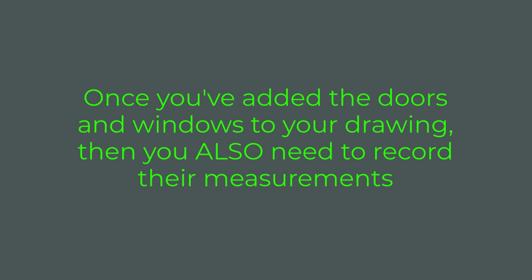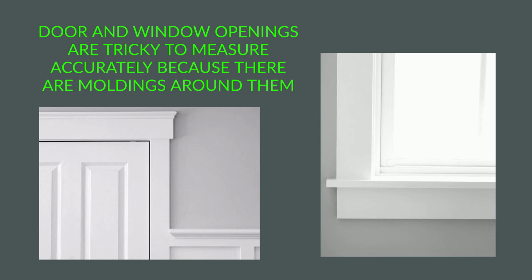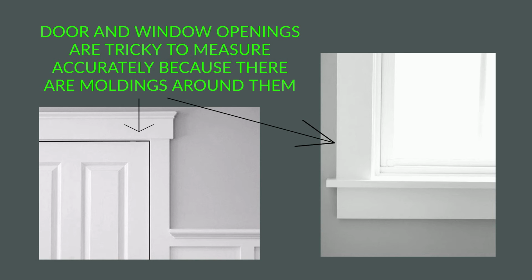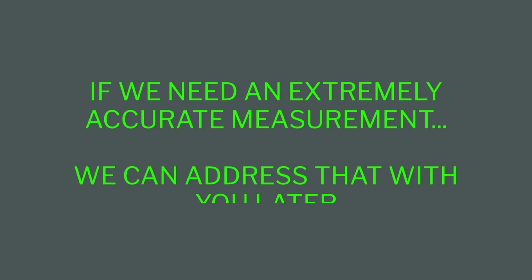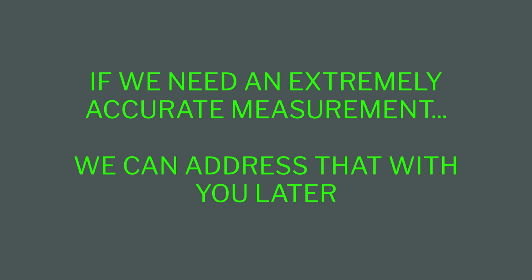Once you've added the doors and windows to your drawing, then you also need to record their measurements. Door and window openings are tricky to measure accurately because there are moldings around them that conceal the actual call size of the unit. If you will simply measure the inside of the finished opening, that should suffice for our needs. If we need an extremely accurate measurement to perhaps squeeze a double oven cabinet in next to a window, then we can always address that with you later.